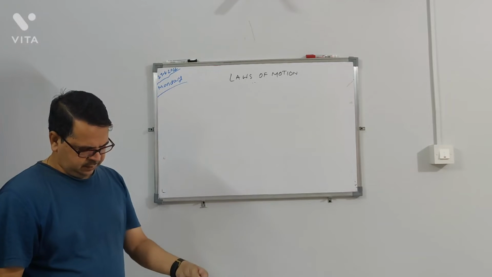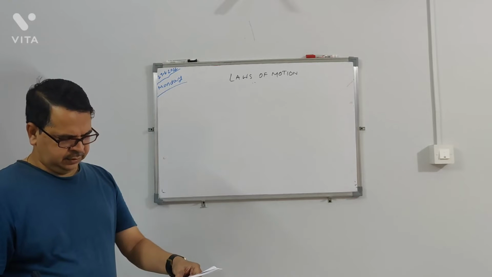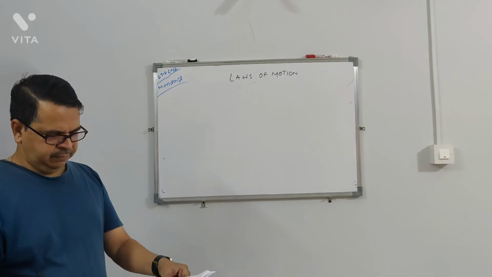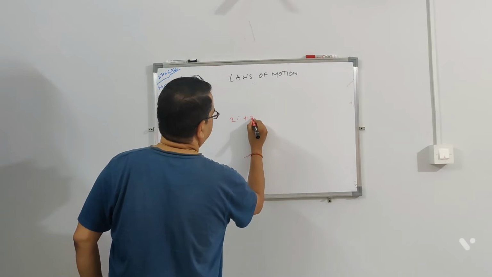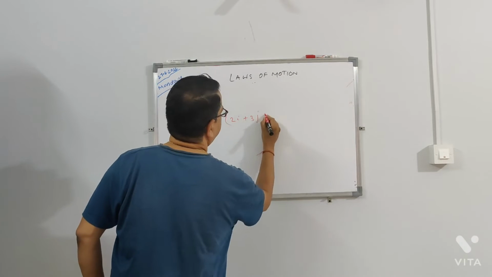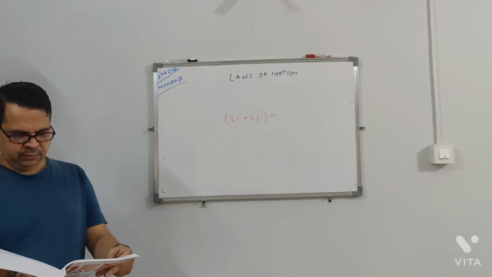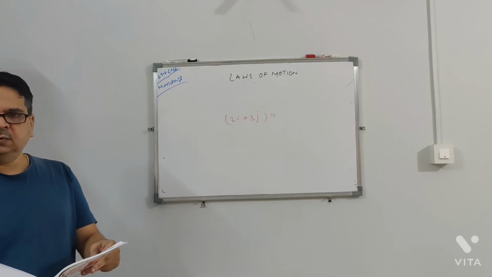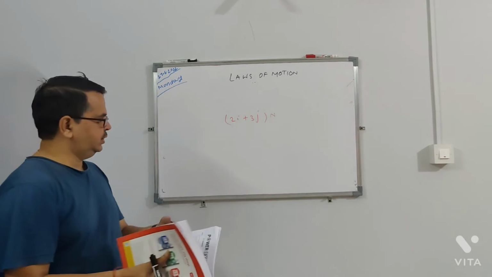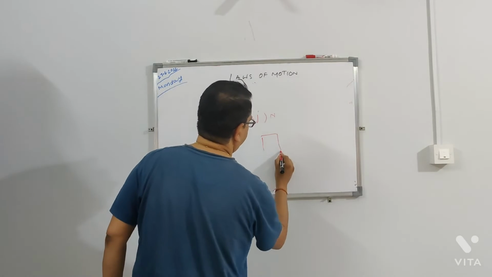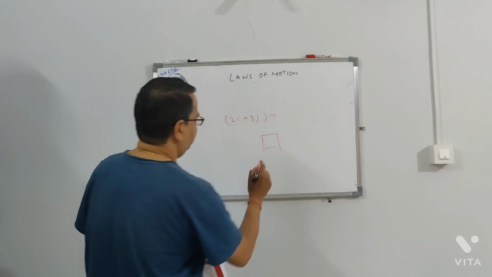Then there is one question like a force of 2i plus 3j Newton. So 2i plus 3j is a force. This 2i plus 3j acts on a body of mass 1 kg, which is at rest initially. So this force is acting on a body of 1 kg.